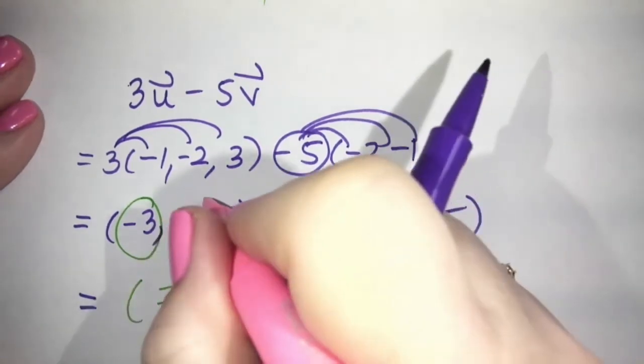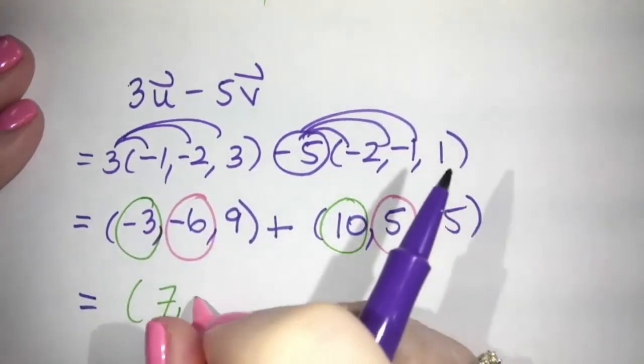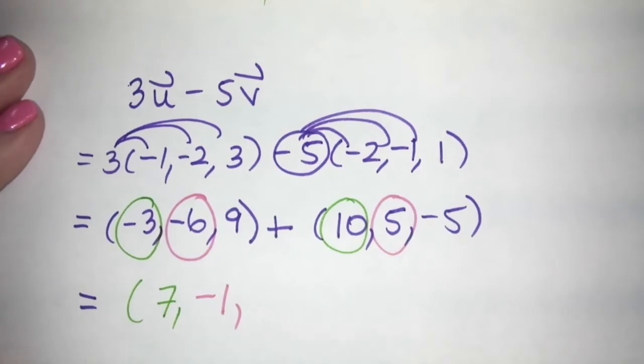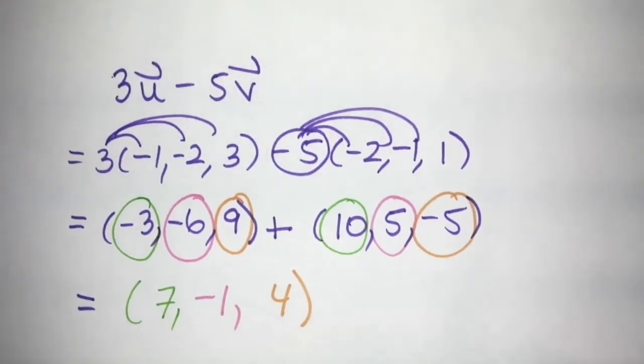In the middle component, we have -6 plus 5 would be -1. And in our last component, we have 9 plus -5, which would be 4. So our final vector is 7, -1, and 4.